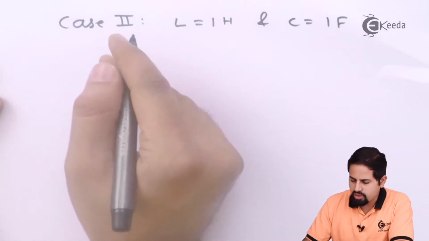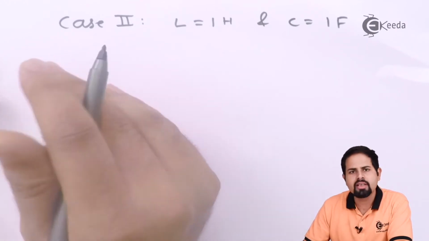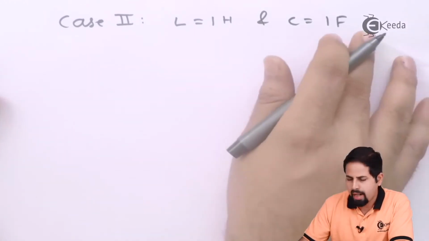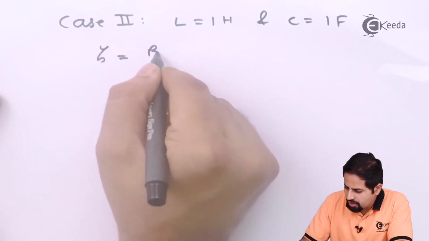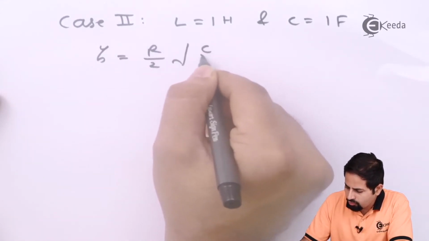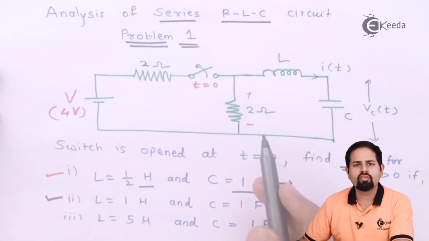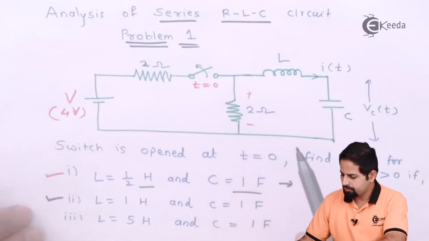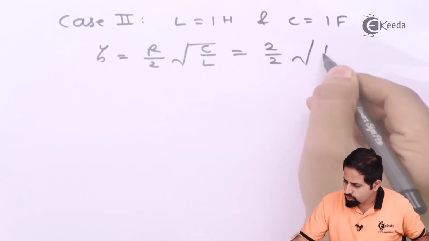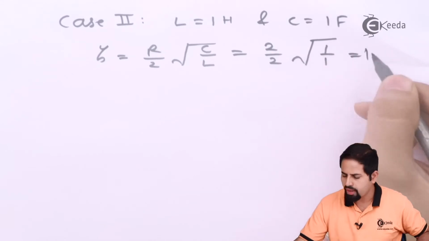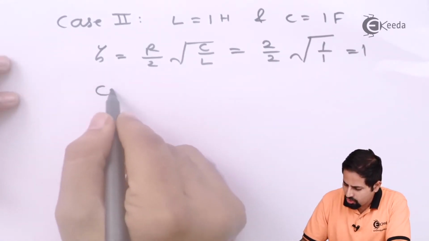So what we will do, first we will find zeta, and that will give us exactly what type of damping it is. So we all know that zeta formula is R by 2 root of C by L. Now the value of R is 2 ohms. So it is going to be 2 by 2 root of 1 by 1. So it is going to be 1. And when zeta is 1, it is critical damping. So it is a case of critical damping.